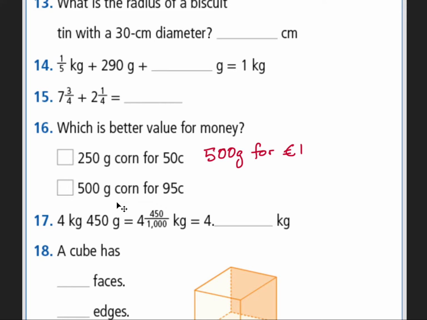Question 17, we've got 4 kilograms 450 grams is equal to 4 and 450 over 1000 kilograms. Now this fraction here is thousands, so we need 3 places in here, and in there we're going to put how many thousands we have, and we're going to take that number from up on top here. It's going to be 450 going into those 3 places there.